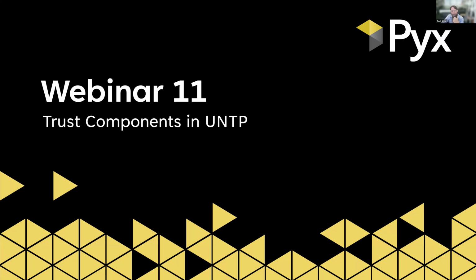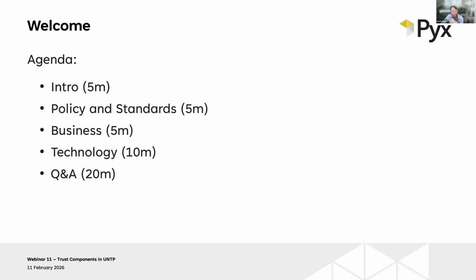In today's webinar, I'm going to be going through trust components for UNTP. We are going to follow our standard approach to our trust architecture series, where we introduce the topic and go through the three pillars of trust architecture. Those three pillars are policy and standards, business acumen, and technology to support that. In this session, we're really going to focus on how the technical protocol components of UNTP reinforce the policy, standards, and business opportunities that we articulate in those first two sessions.